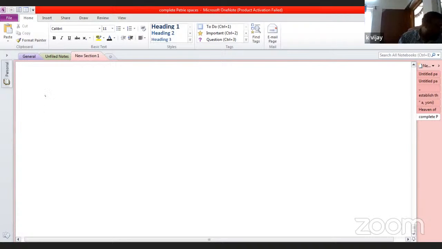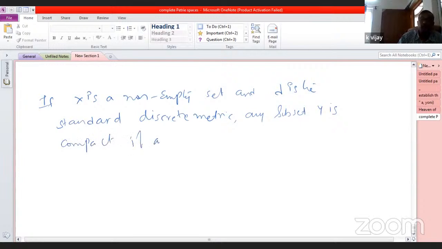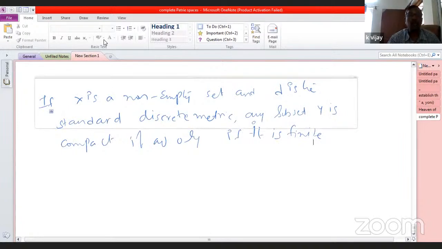Then another theorem I'm writing here. If X is a non-empty set and d is the standard discrete metric, any subset Y is compact if and only if it is finite.